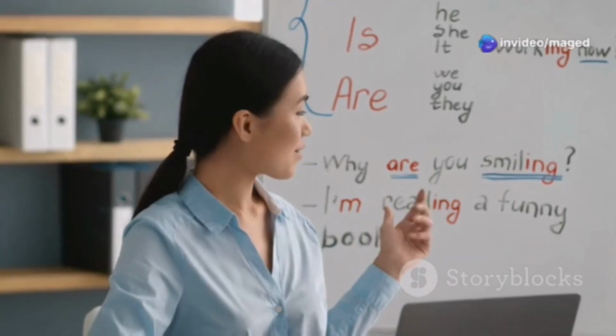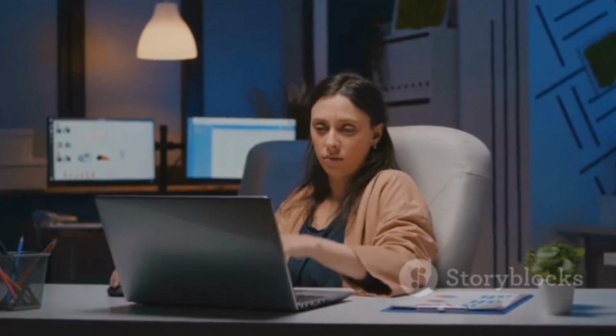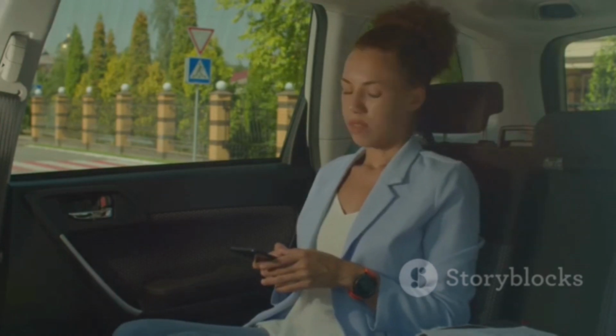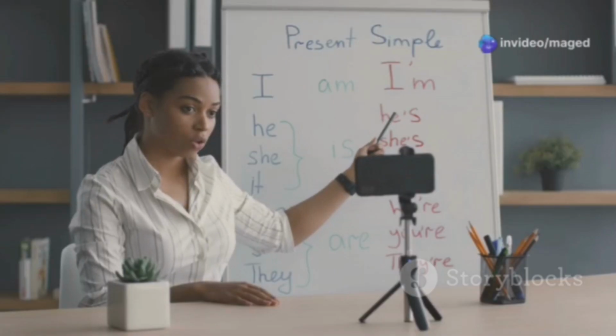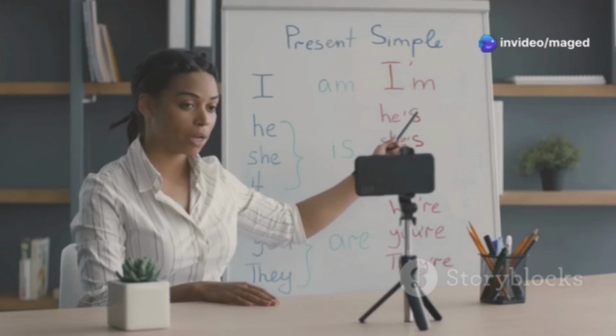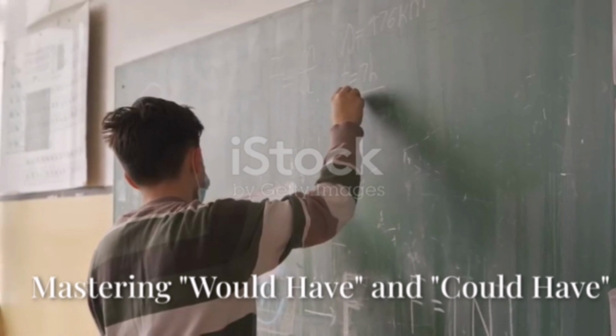Here are some examples of the past perfect in third conditional sentences. "If I had woken up earlier, I would have caught the train." "She would have gone to the party if she had finished her work." "They wouldn't have been late if they had left on time." Remember, the past perfect in the if clause emphasizes that the action was completed in the past, and it sets the stage for the hypothetical situation.